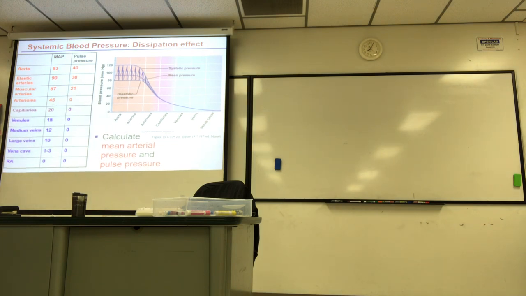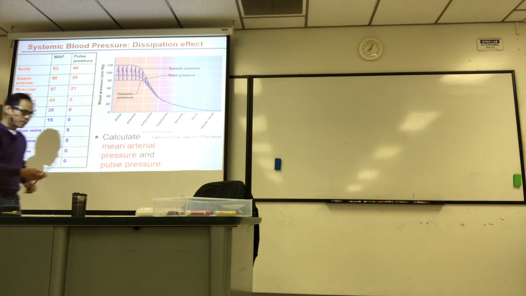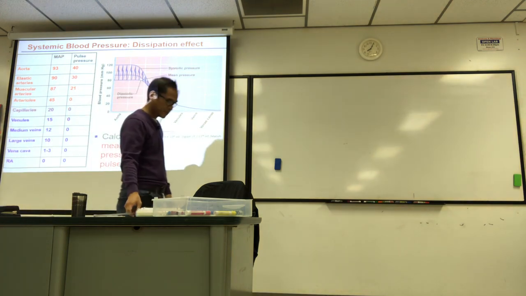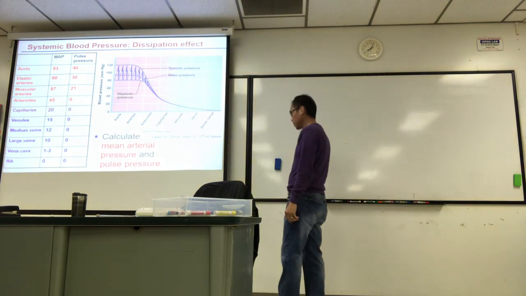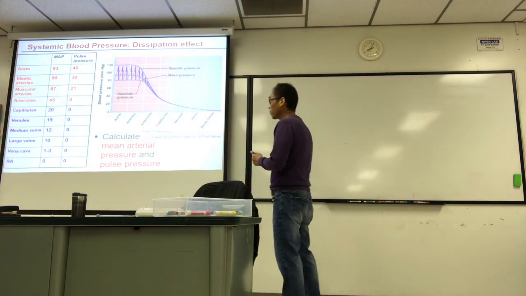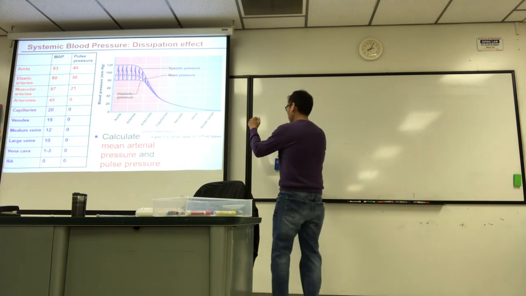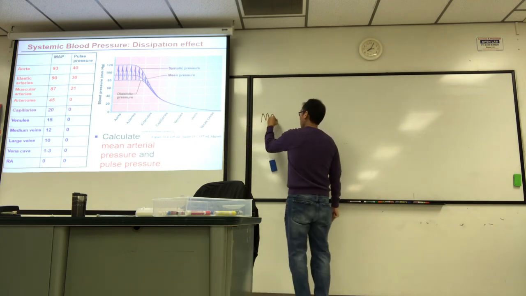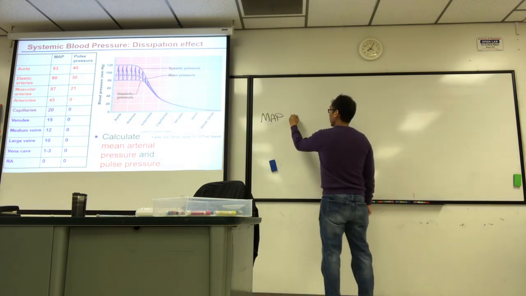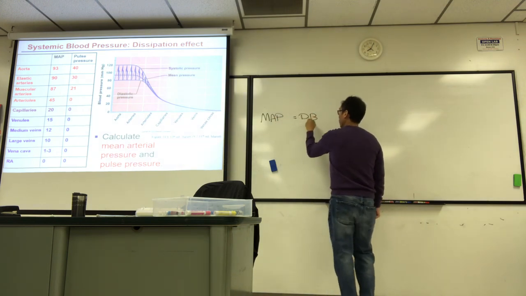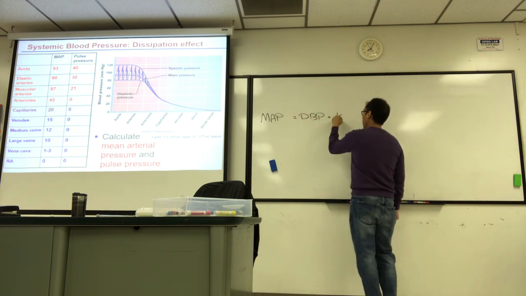So you know they give you the typical systole, diastole, up, down, up, down. You can take an average, but because the heart spends more time in diastole than systole, you can't just say it's 100, right? So I'll give you one equation to calculate mean arterial pressure, MAP. It's the diastolic blood pressure plus one-third of pulse pressure.